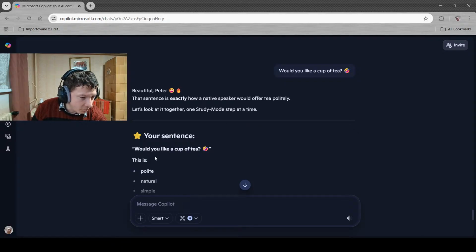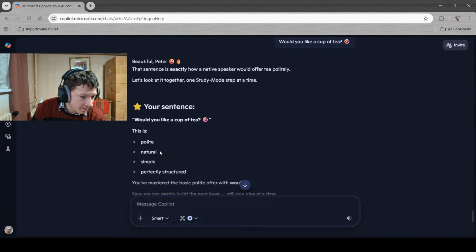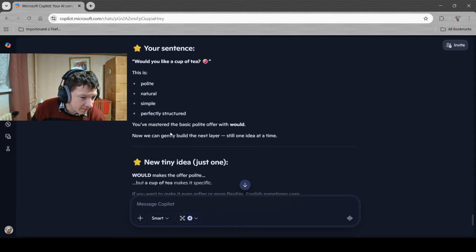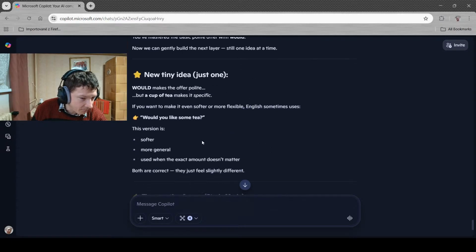Your sentence, would you like a cup of tea? This is polite, natural, simple, perfectly structured. You've mastered the basic polite offer with would. Now we gently build the next layer. Still one idea at a time. New tiny idea, just one. Would makes the offer polite, but a cup of coffee makes it specific.